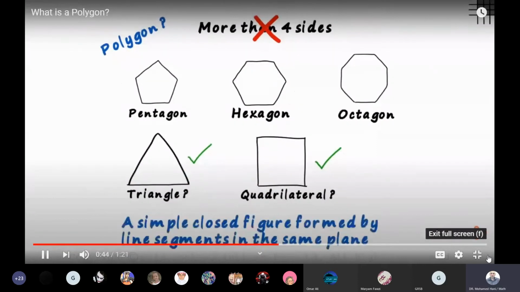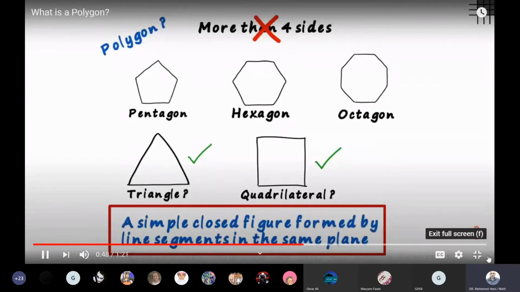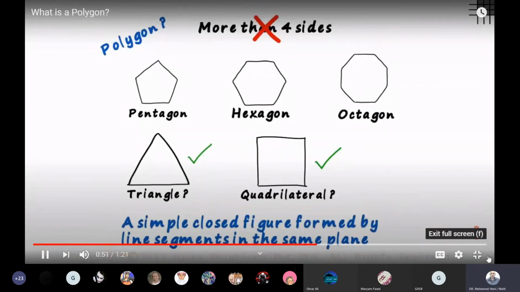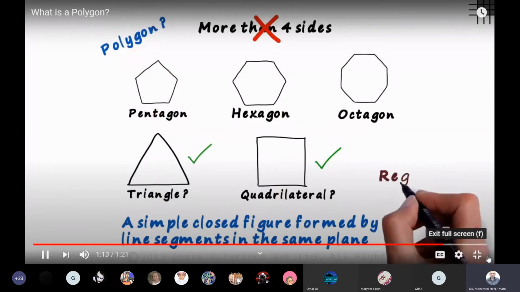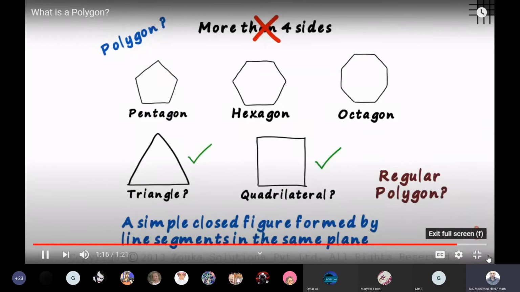This is the definition of a polygon. It's a simple closed figure formed by line segments which are in the same plane. All the segments that form the figure have to be on the same plane. These are the only conditions. The figure has to be closed and formed by segments in the same plane. The number of sides may be 3, 4, or 5, or maybe even 100. It will still be a polygon. But what is a regular polygon? We will see that next.